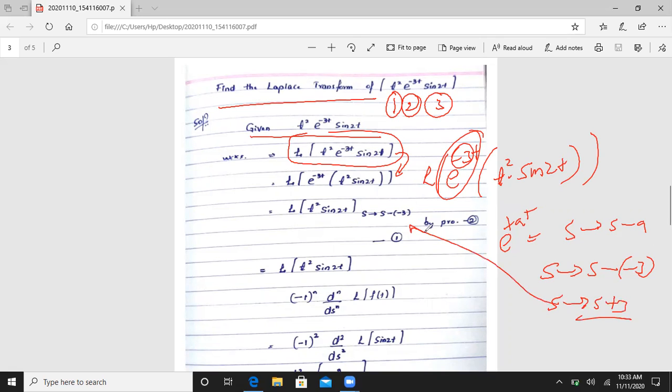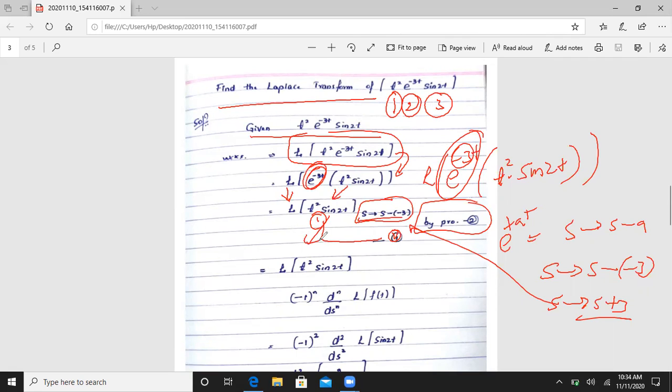This function we can also write as L into Laplace transformation of t square into sin 2t, and this function we will write as s tends to s minus of minus 3 by property number 2. We call this the first equation because we want to solve this function last. First we will solve this one. Whatever resultant answer we get, on that we will substitute the s value. That's why we call this equation number 1. So let's solve this one.